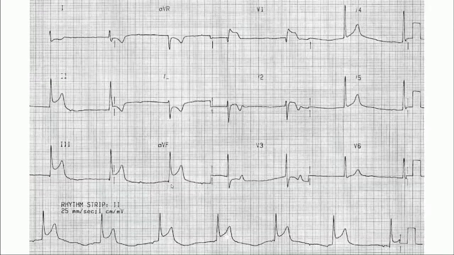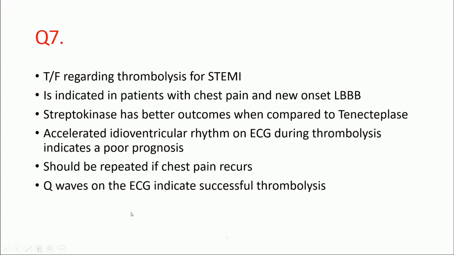And the last one you know is wrong. If you see Q waves, that is an absolute disaster. Q waves on the ECG indicate a transmural whole thickness infarct. So that is not good. So this MCQ focuses on thrombolysis.